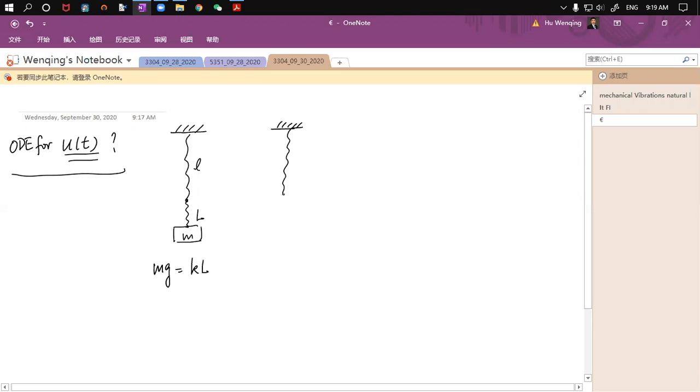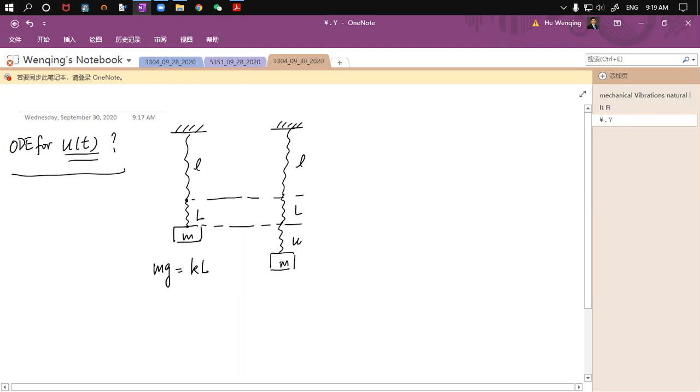So let's say L plus u. Let's say the initial displacement is with respect to another u. So this is the L, and you're going to replace it by another u. Now we are going to analyze the forces. How many forces are acting on the mass?